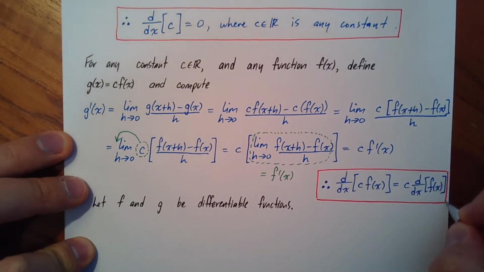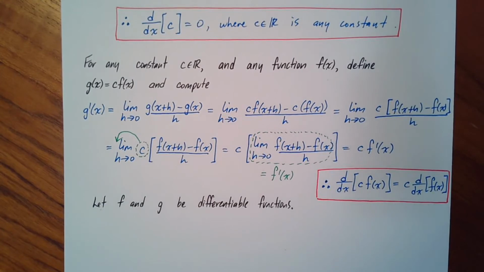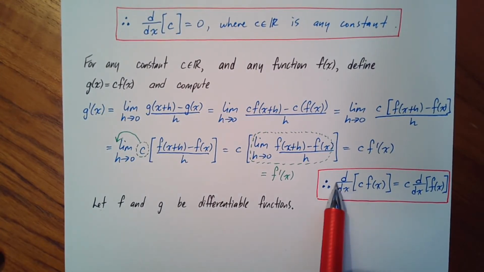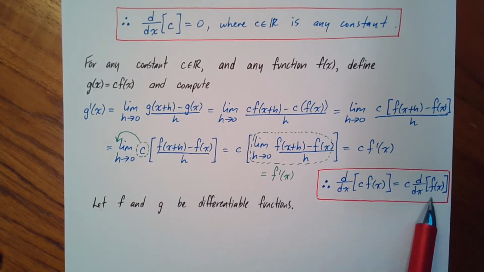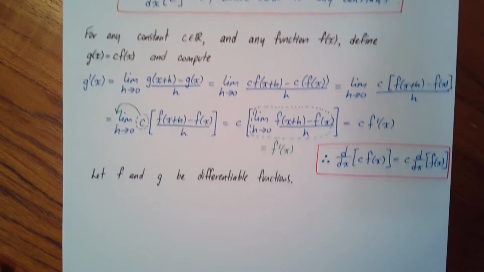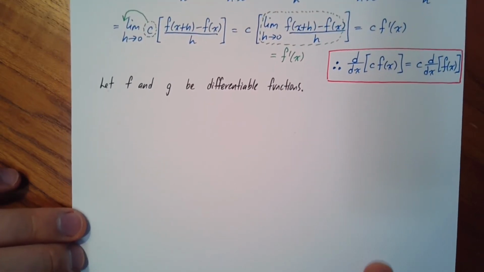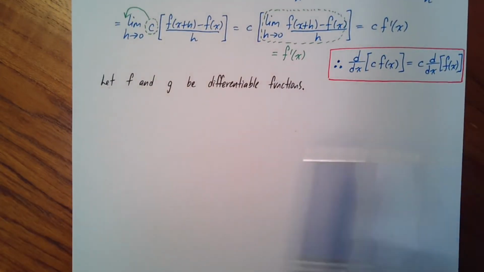Okay, so that tells you a really nice fact: constant multiples can be pulled out of derivatives. Just like this constant multiple got pulled out of the limit, this rule is saying you can essentially do the same thing with derivatives. So that's a nice property, especially when you combine it with the rule we're about to talk about right now. Okay, so we'll start a new rule now.